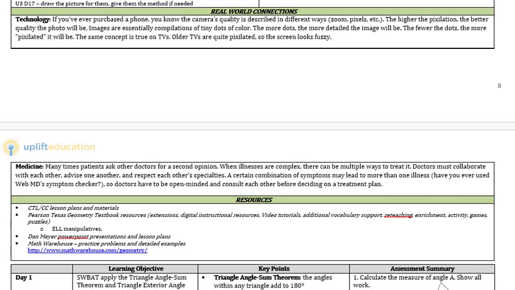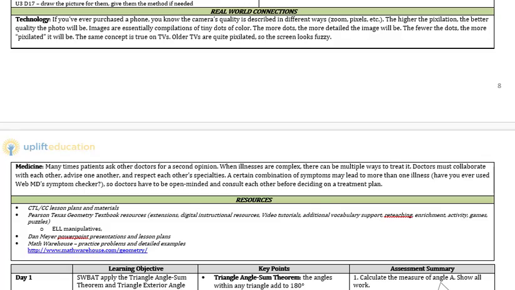So for real world connections, I connected it to technology and medicine. For technology, looking at the pixelation, so the zoom or looking at a TV, the idea is still present here, especially if you connect it to the Art of Triangles project. You can read through that on your own.